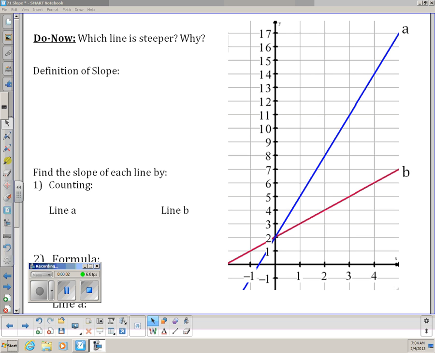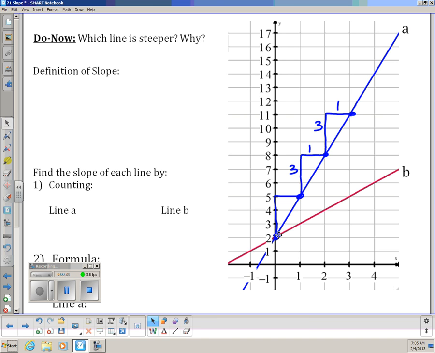All right, here is our video lesson on slope, and I asked them to do now which line is steeper, the red line or the blue line. And the answer is the blue line because both lines actually start at 0, 2. But to move to the next point on the blue line, I have to go up 3 units and over 1. And this is consistent. I can go up 3 units over 1 to the next point, up 3 units over 1 to the next point.